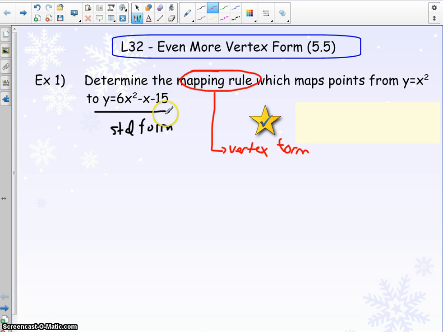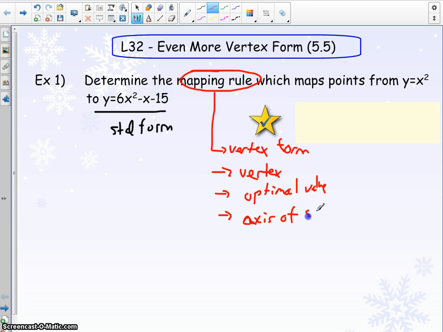So if we want to find the mapping rule here, we have to have this in vertex form. The only problem is we have standard form. So let's think backwards and see what we actually need to do. To put this in vertex form, we're going to need the vertex, obviously. To find the vertex, we need the optimal value, the y value of the vertex, and to find that, we need the axis of symmetry, or the x value of the vertex.